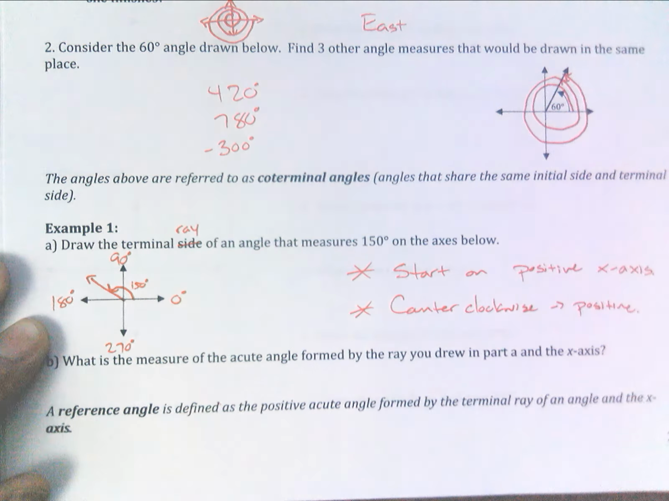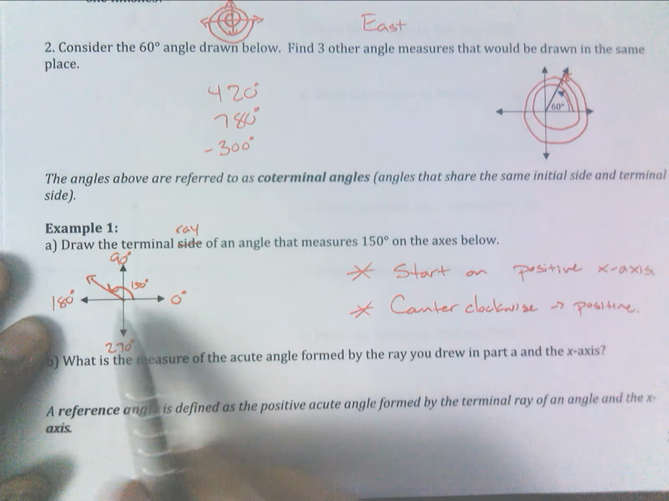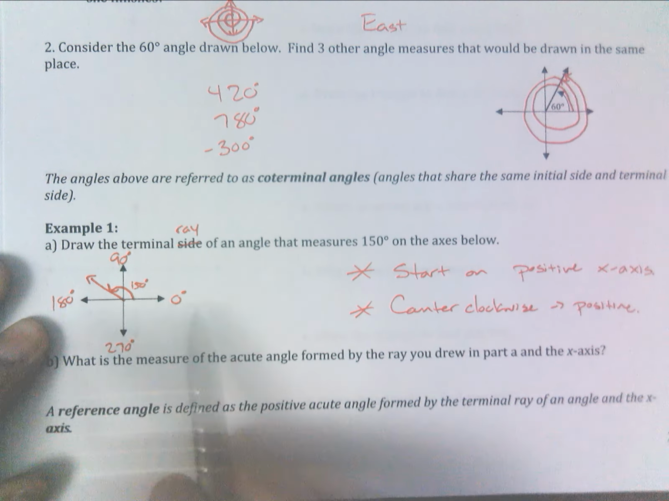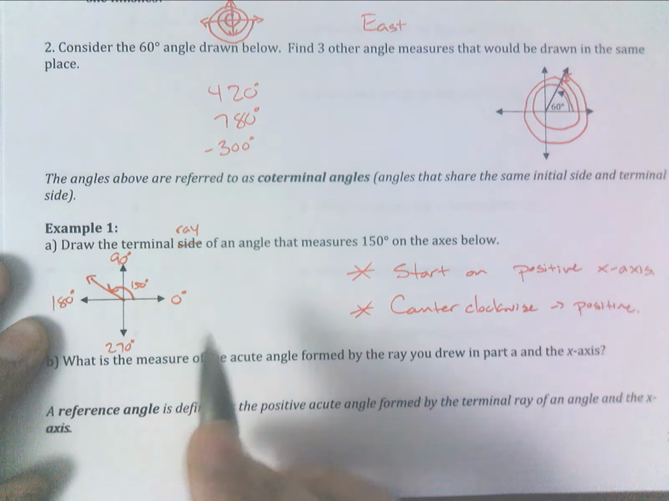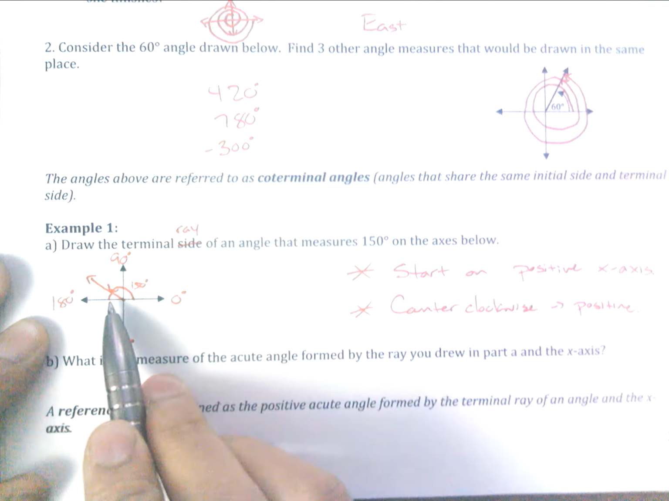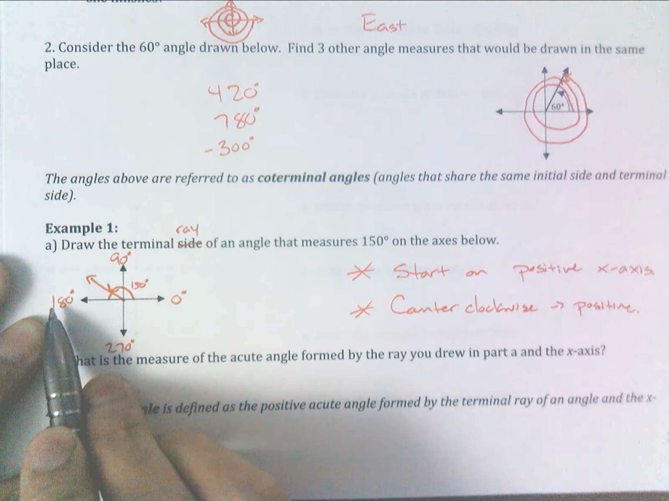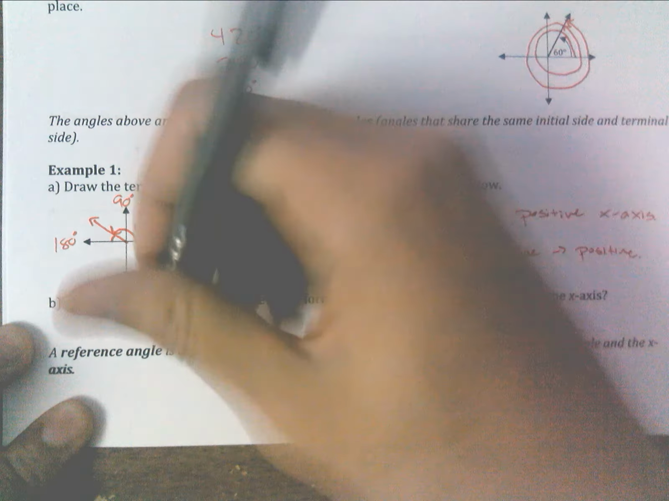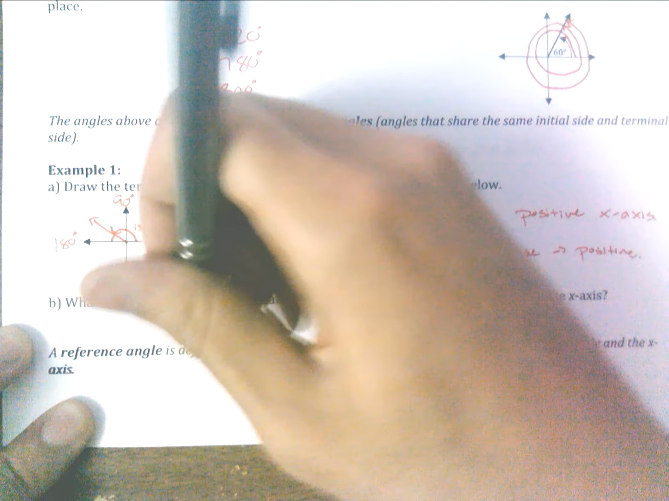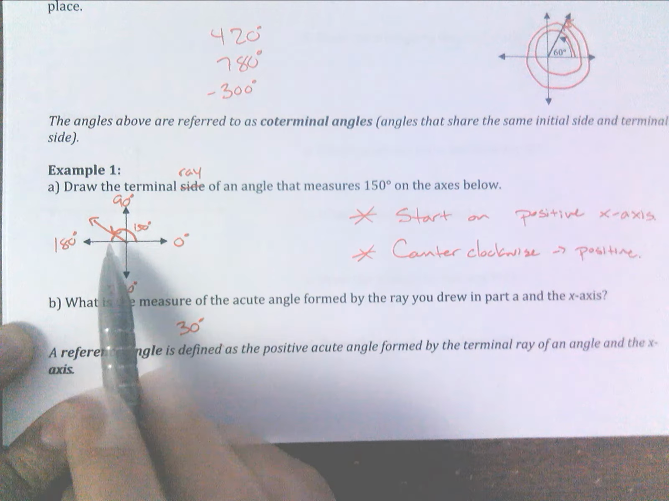Now, I want to know what's the measure of the acute angle formed by the ray we just drew and the x-axis. So the x-axis, the horizontal axis, I want that acute angle. That smaller angle, less than 90, right here. Well, if this is 150, the x-axis is 180, that acute angle must be the difference, or 180 minus 150, which is 30 degrees. So that acute angle right there, that inside angle, is 30 degrees.